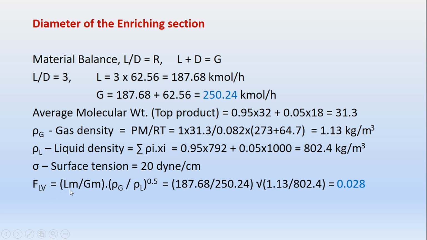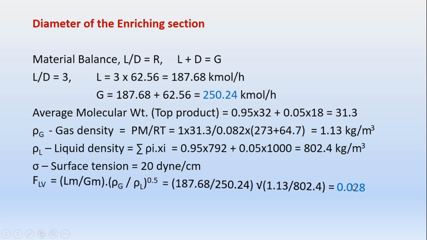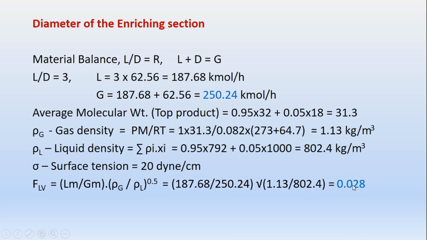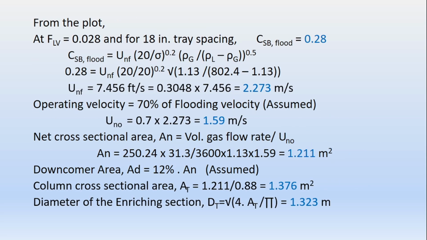Then for FLV, we can substitute the LMGM rho g by rho L to the power of 0.5, and find out FLV. The FLV value works out to be 0.028. Okay, so we have the x-axis value. From the plot, for FLV 0.028 for an 18-inch tray spacing, the CSB flood value is 0.28.